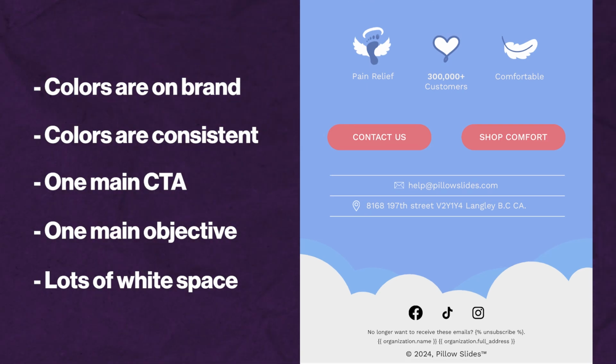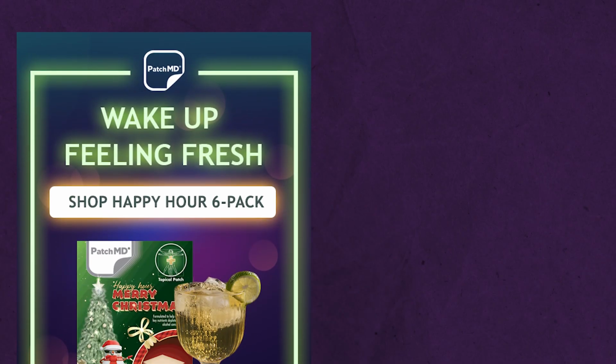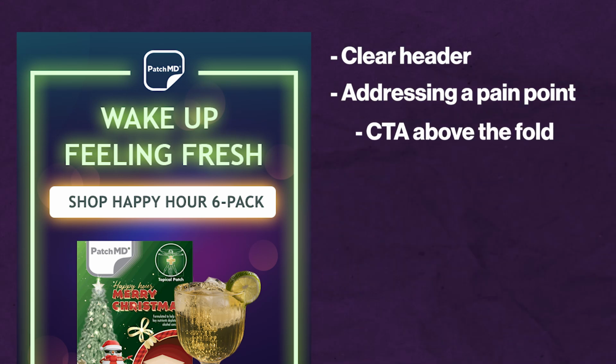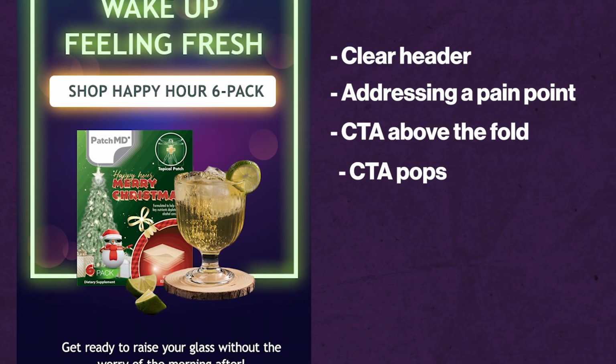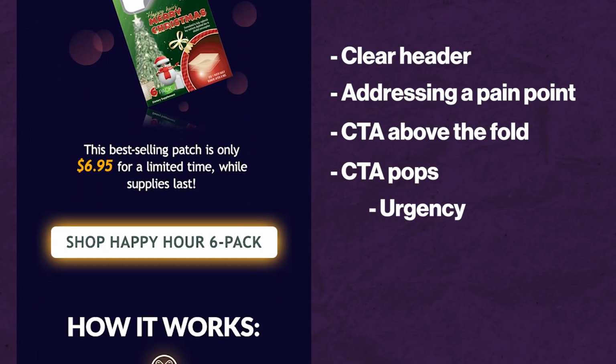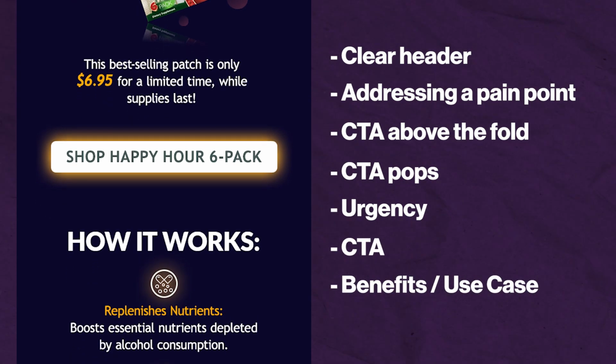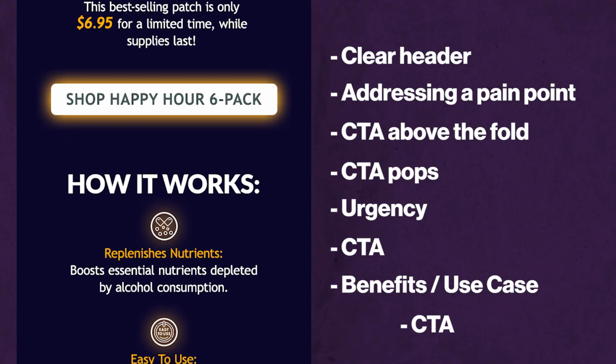Okay, so here's the second email. You can see they've got a clear header, and again, a header addressing the pain point, got a CTA above the fold, the CTA pops, there's urgency in there, there's another call to action, there's a benefits section and a use case section, and then another call to action.